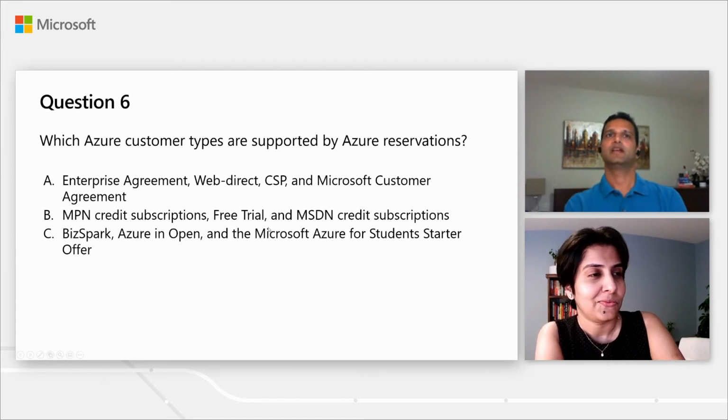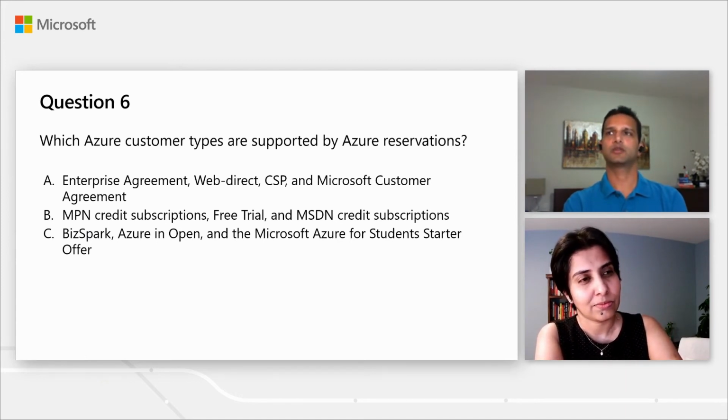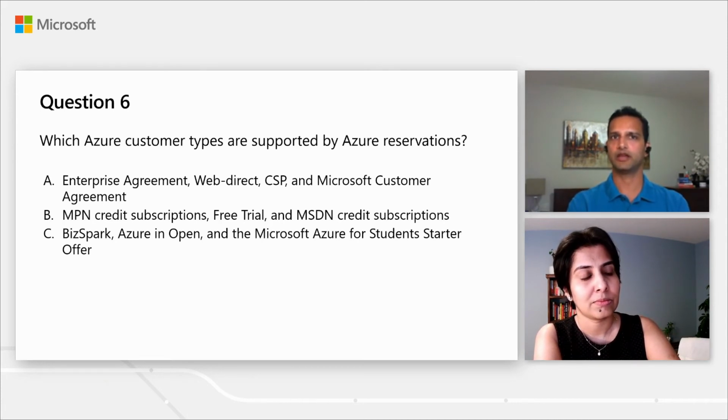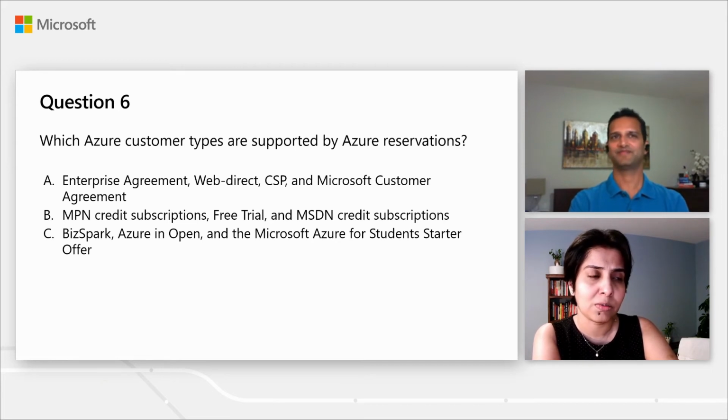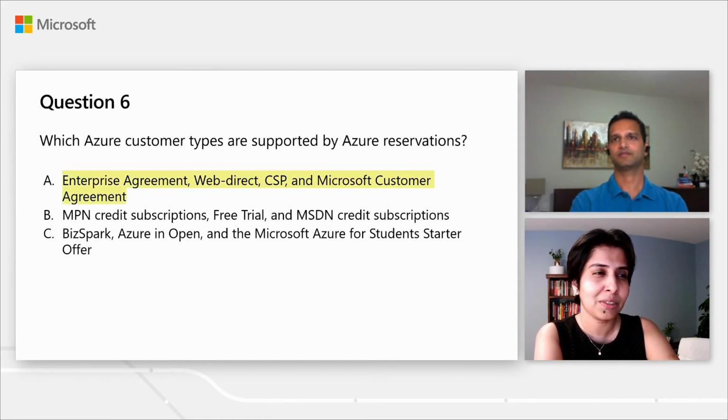Which Azure customer types are supported by Azure reservations? Again, enterprise agreement, web direct, CSP, and Microsoft customer agreement, or MPN or BizSpark. Which subscriptions are eligible? I have a feeling this must be pretty similar to the subscriptions that we support for cost analysis. So I'm going to go with the enterprise agreement, web direct, CSP, and Microsoft customer agreement.